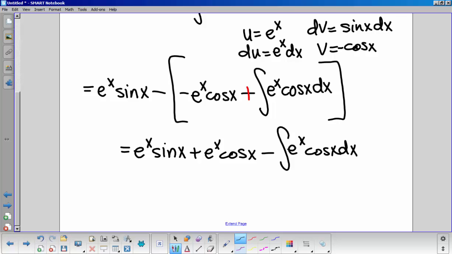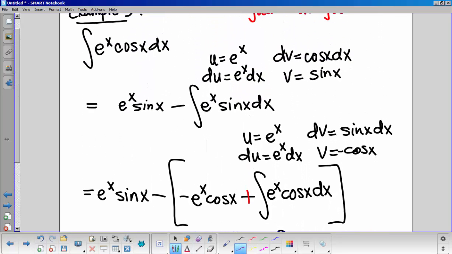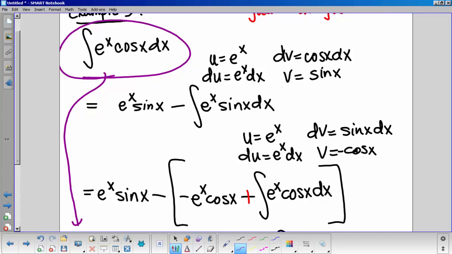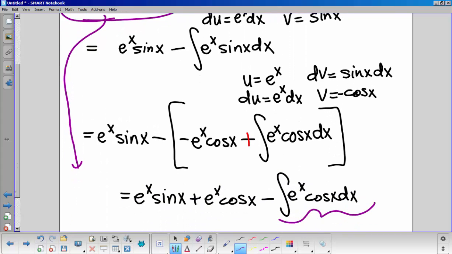But you look at that and you go, but Mrs. Muller, oh my gosh, we're going in circles here, aren't we? But what is this? This is my original. This is what I started with. Okay, so what we're going to do is go back up to the top and lasso this. There it is. And we're going to bring it down here and say the integral of e to the x cosine x dx.